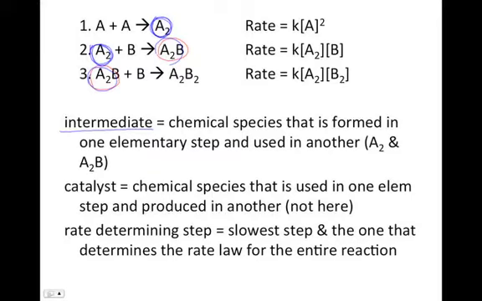And so let's say that this first step here was the slowest step, then the rate law for this reaction would be this. And if you notice, B isn't even in here. And what that means is that if this was the actual rate law for the equation, then the rate is not dependent on the concentration of B at all. It's only dependent on the concentration of A.